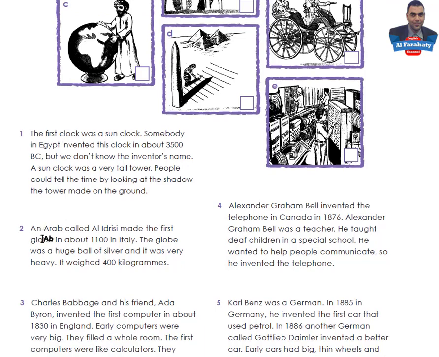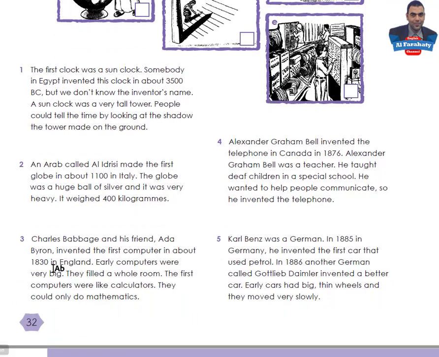Number 2. An Arab called Al-Idrisi made the first globe in about 1100 in Italy. And you can read this number 1100. And here 3500. The globe was a huge ball of silver and it was very heavy. It weighed 400 kilograms.